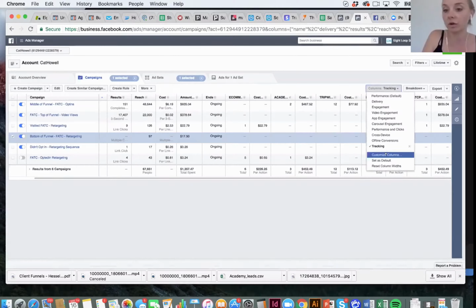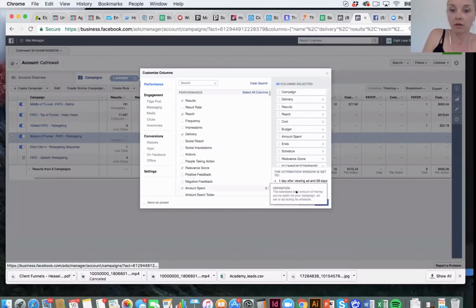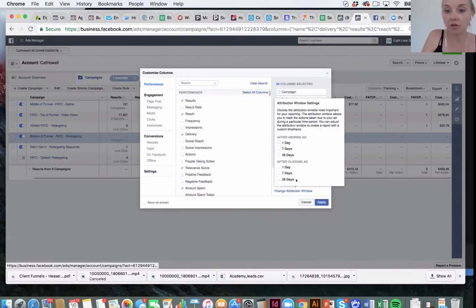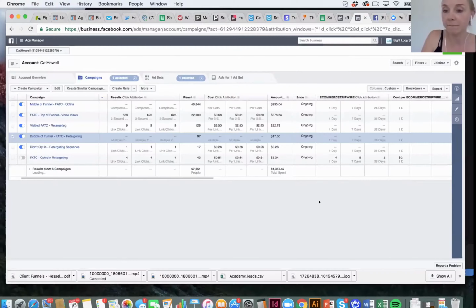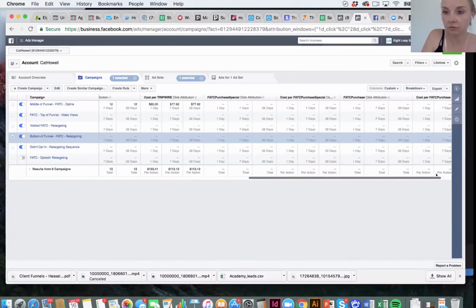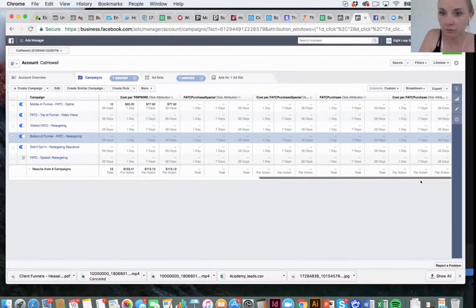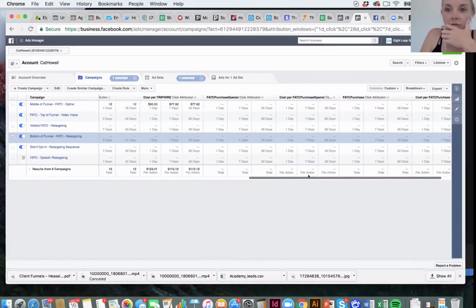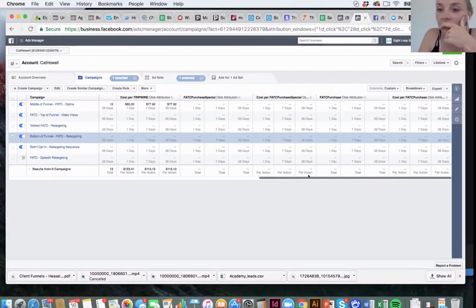So you'll go under your reporting, you'll go customize columns, and then you'll go change attribution window. After clicking the ad, when did the conversion happen? 1 day, 7 days, 28 days. We'll go apply. So those were all views. Interesting. So this is really, really interesting.